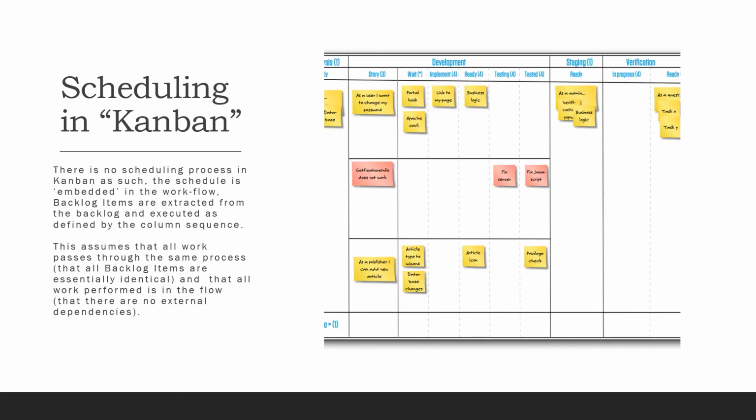In Kanban, there is no scheduling process at all. The schedule is embedded in the workflow that the team follows. Backlog items are extracted from the backlog and then executed as defined by the column sequence on the Kanban board. This assumes that all work passes through the same process, that all the backlog items are essentially identical, and that all the work performed is inside that defined flow, i.e., there are no external dependencies.